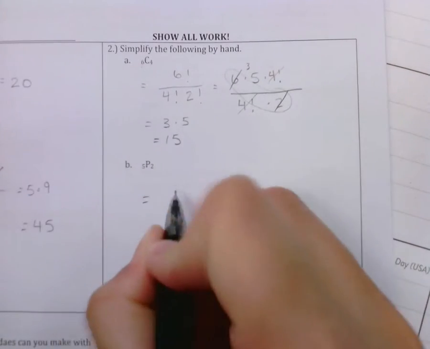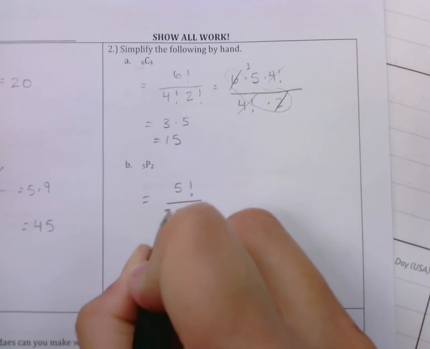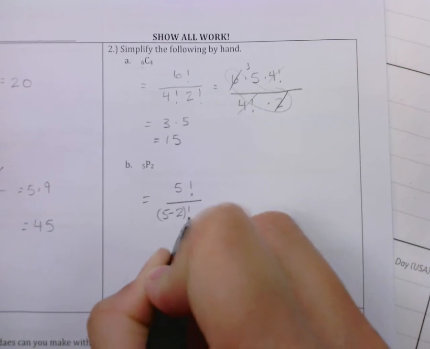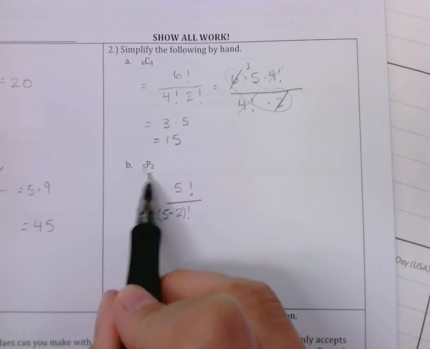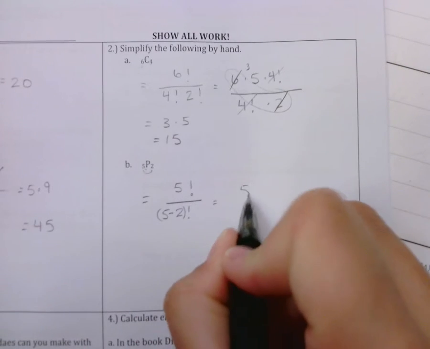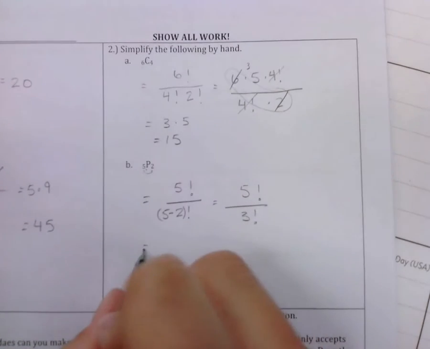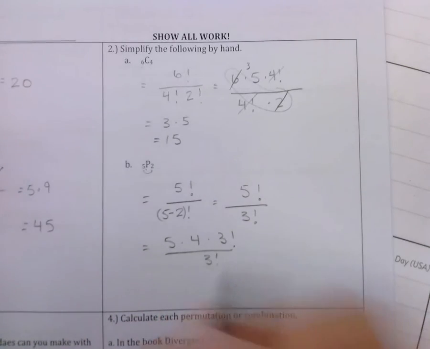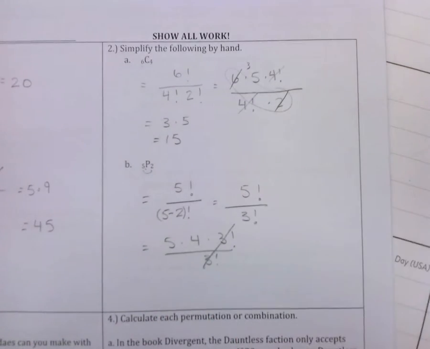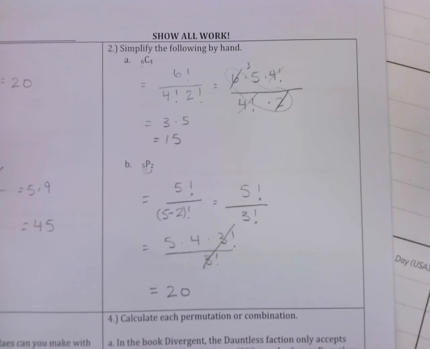Now the permutations, you do just 5 factorial over 5 minus 2 factorial, sorry, I forgot the factorial. So you just do 5 factorial over the difference of these, and that's 5 factorial over 3 factorial. So 5, 4, 3, you can stop there. Cancel the 3 factorials, and you have 5 times 4, which is 20. Well, it's basically the same as 1a, just not written out like that.